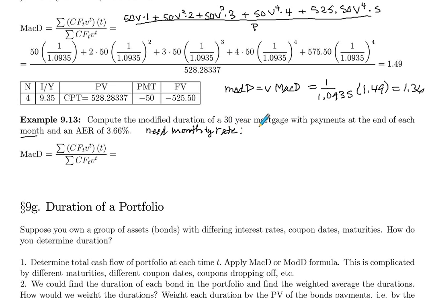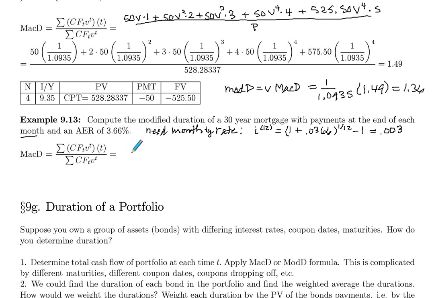And so our monthly rate there is going to be i upper 12, which is going to be 1 plus our 0.0366 to the 1/12th power, and then minus 1. And that will give us 0.003. Not exactly 0.003, but really close. It's like 0.003 and then 000 and some decimal places after that. So we'll just use 0.003.